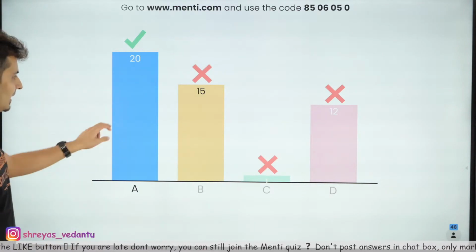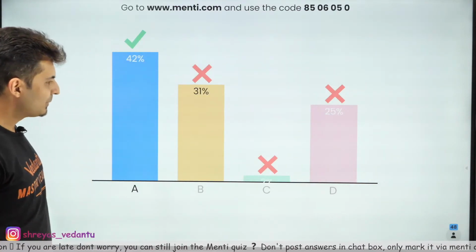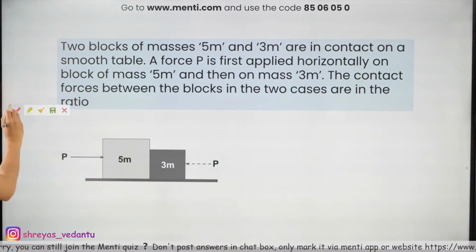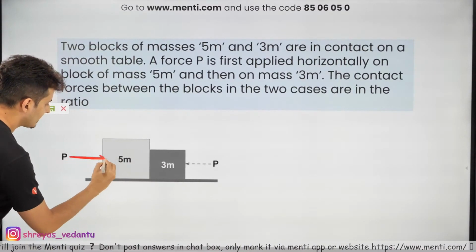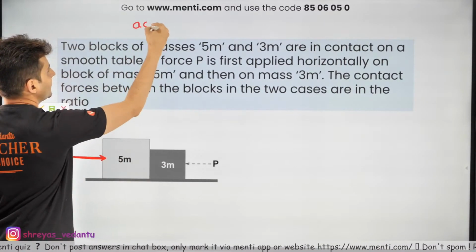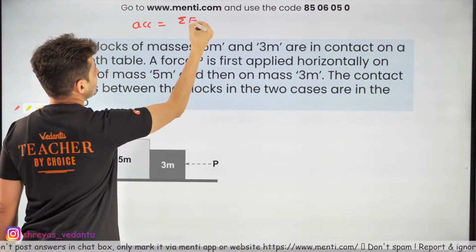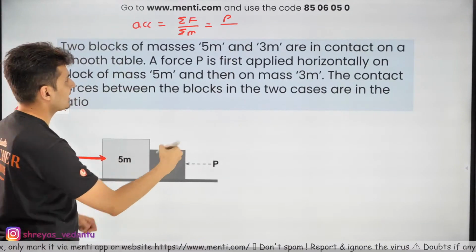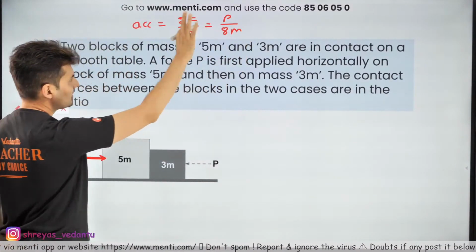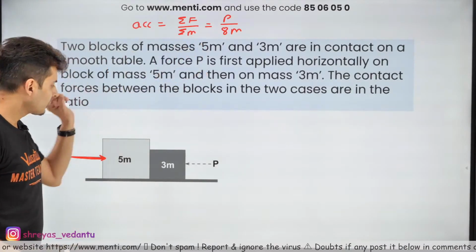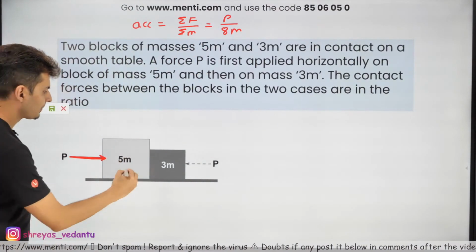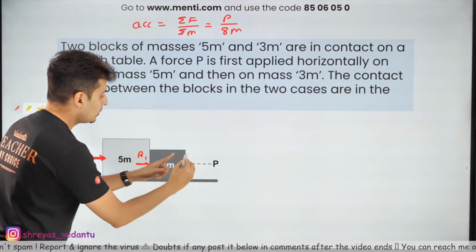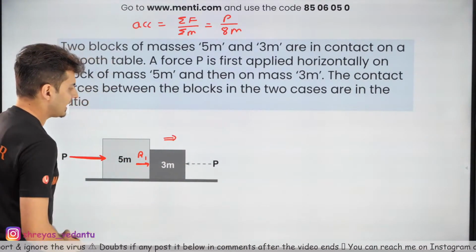Solution time. And some of you got it correct. Now let me tell you how to solve this question first. See, when you push it from this side or that side, doesn't matter, the acceleration is the total force by the total mass. The force is always P. The mass is 5 plus 3, which is 8m. The acceleration is always same. Now, when you push it from this side, remember there will be some reaction from here. This reaction will push this block.